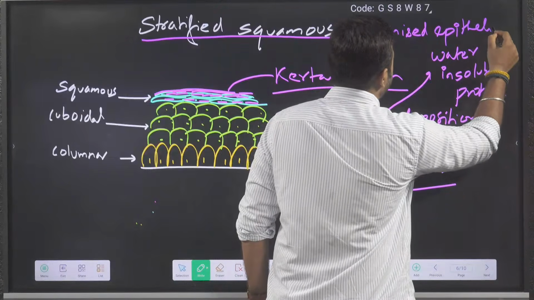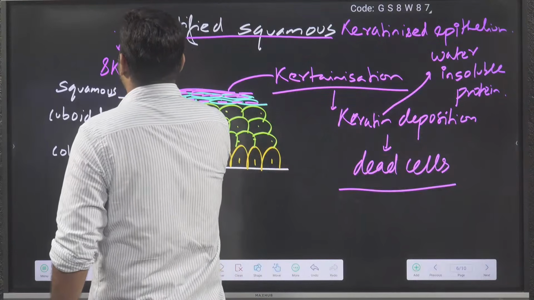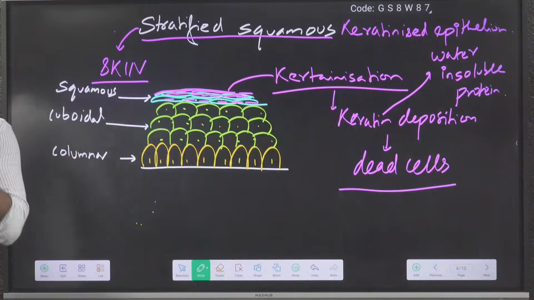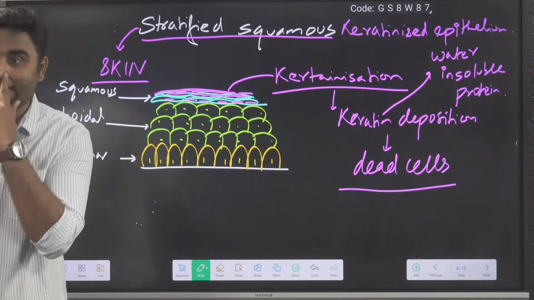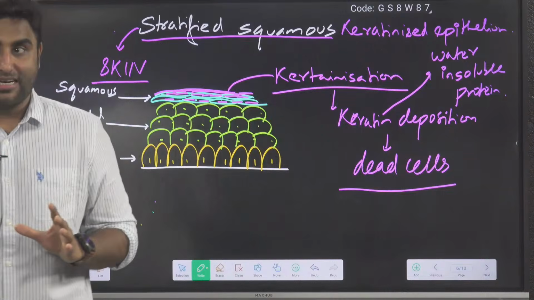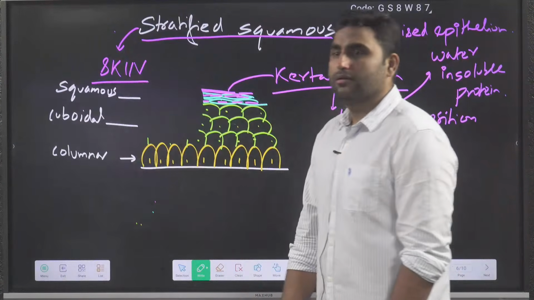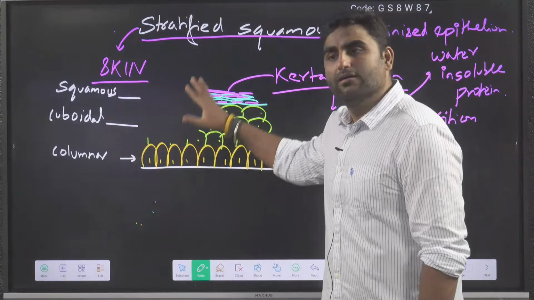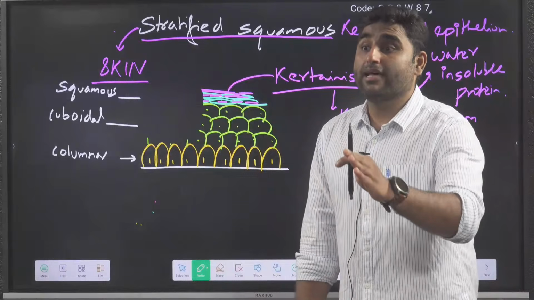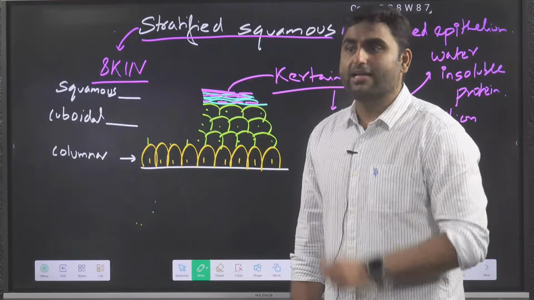It is present where, guys? It is present only and only in skin. Are we clear with this? Now remember, if you get injured, let's say this much part is gone, no worries. Epithelial cells have high regenerative power.